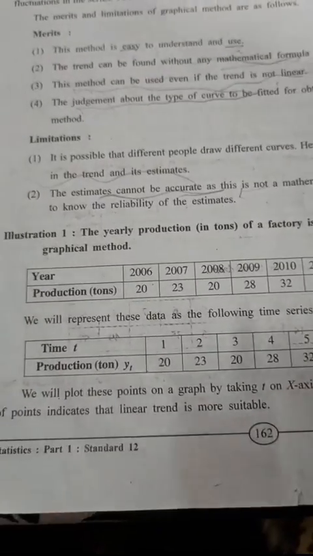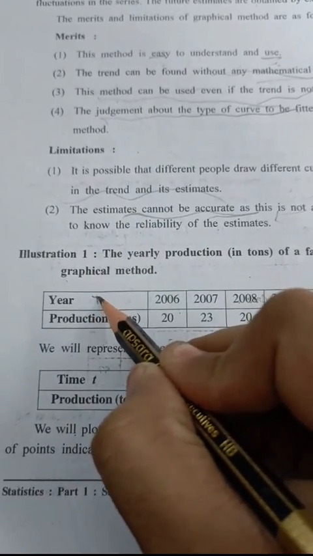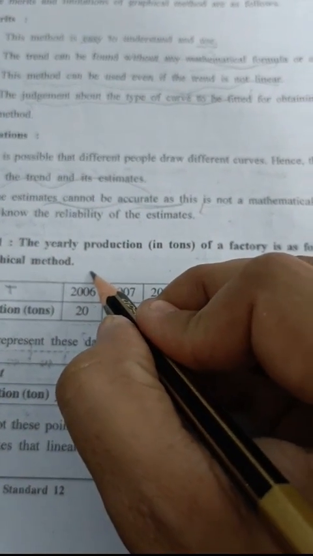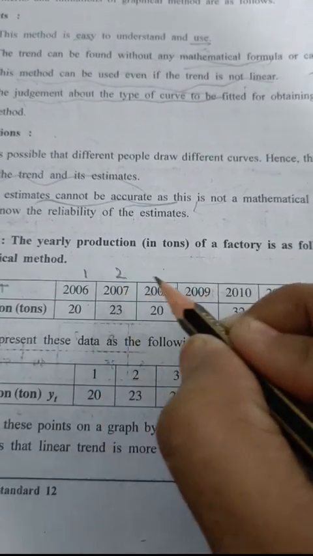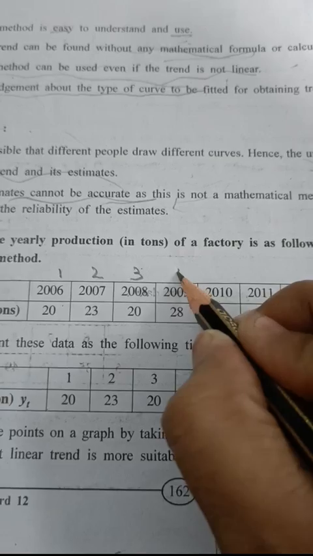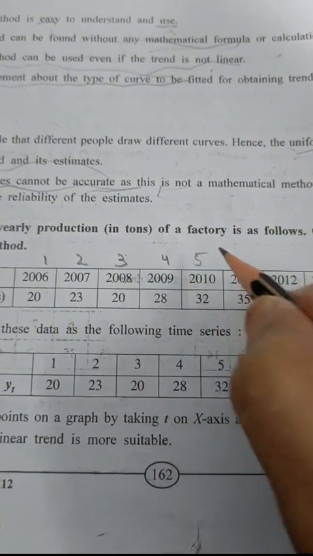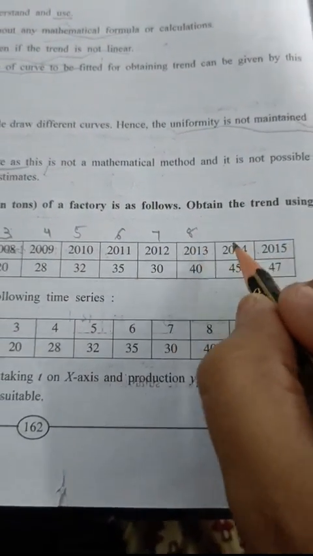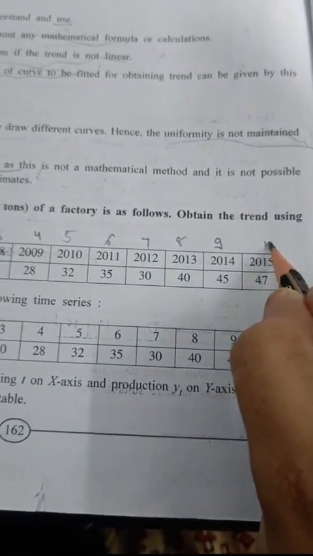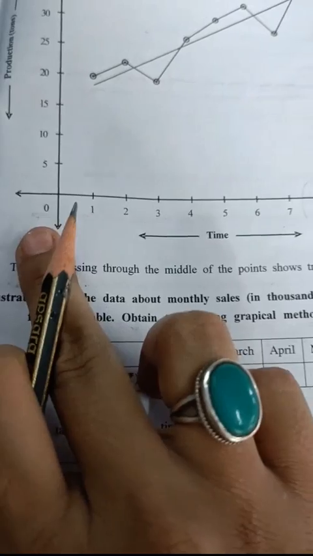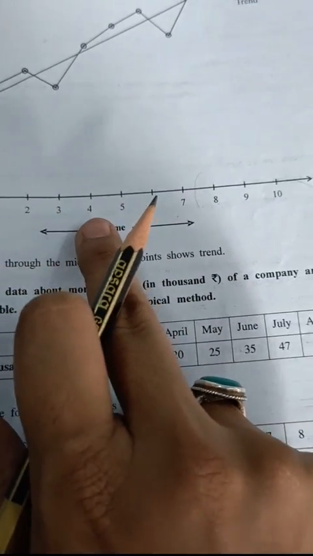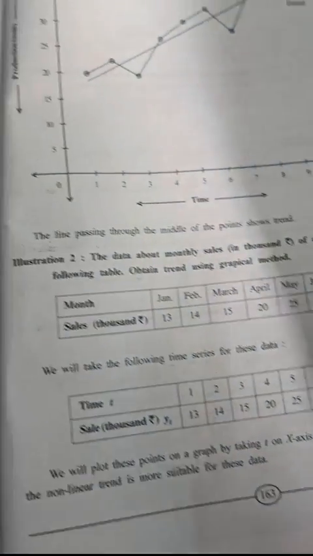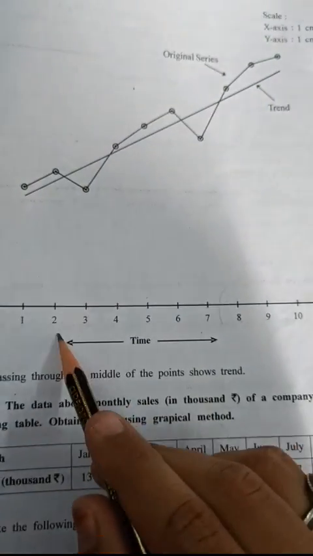Now in the graphical method I am showing you here, the years are considered as T, which are represented on the x-axis like this. If 2006, then consider it 1, 2007 is 2, 2008 is 3, 2009 is 4, 2010 is 5, 2011 is 6, 2012 is 7, 2013 is 8, 2014 is 9 and 2015. They are represented like this: time 1 2 3 4 5 6 7 8 9 10. So they are known as T. Okay, so on T they will be represented.